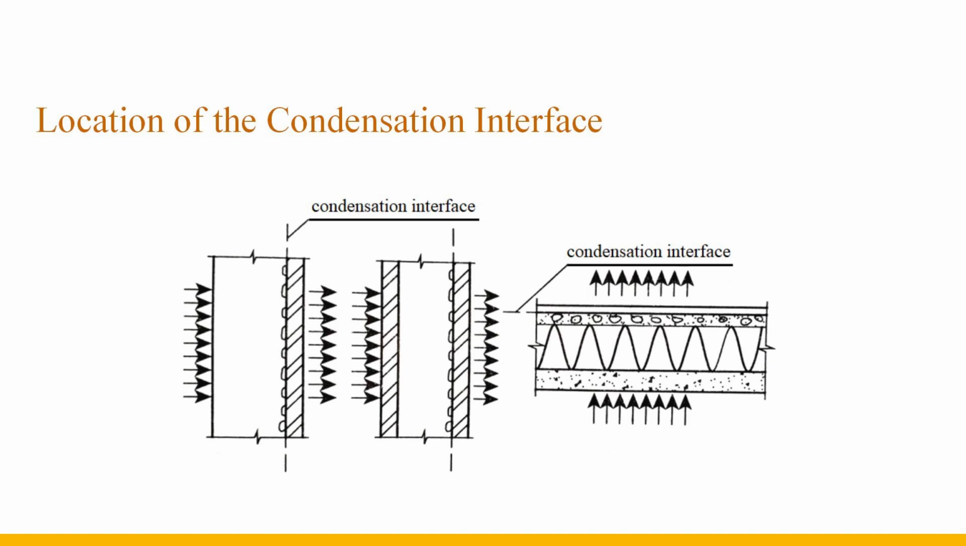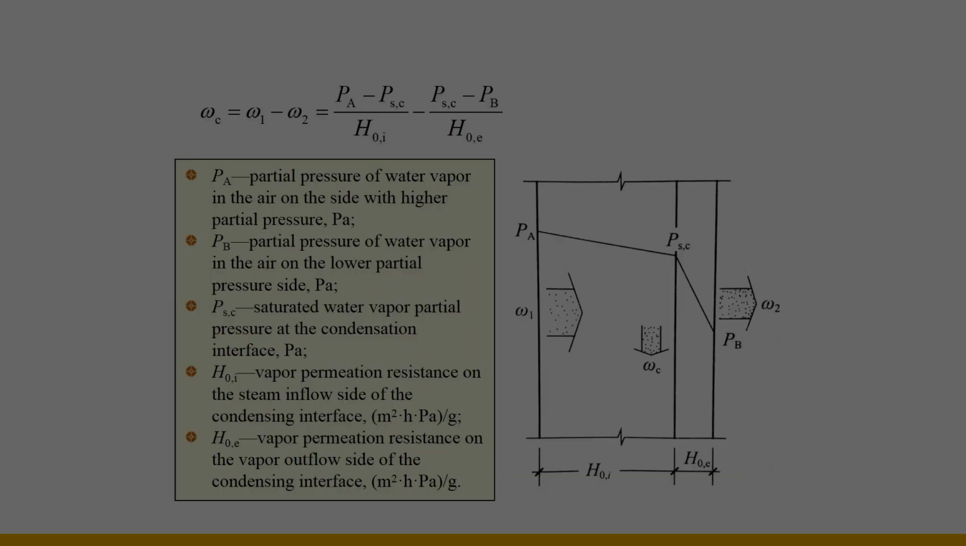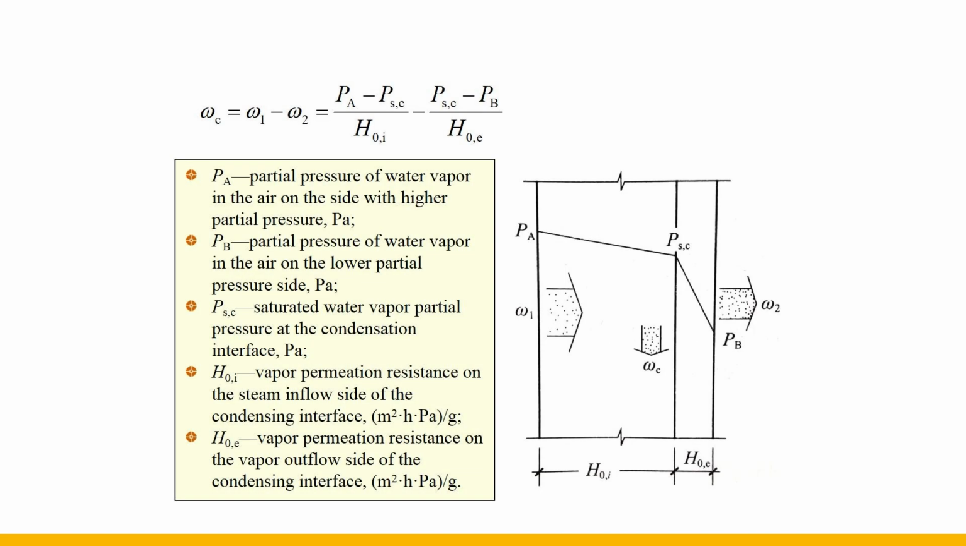And the internal temperature of the enclosure also gradually decreases from indoor to outdoor, even below zero. Therefore, the condensation interface in winter is located on the cold side of the envelope, which is most harmful. The difference between the water vapor concentration strength on both sides of the condensation interface is the condensation strength, which is equal to the water vapor flux entering the condensation interface from the side with high water vapor partial pressure, minus the water vapor flux leaving the condensation interface into the side with low water vapor partial pressure.